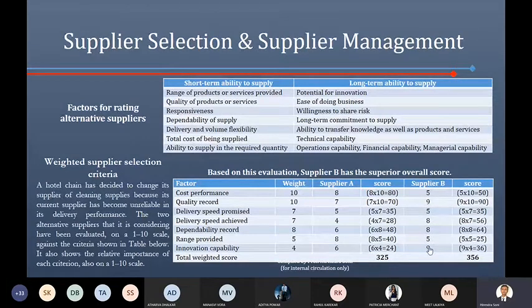Okay, now the factors are actually classified based on the importance to your organization. So appropriate weights are provided, and after that what you do is you work out a weighted score. Whichever supplier has the higher score is the most preferred one. Correct? Yes, sir. Yes, sir. So that's how we go.